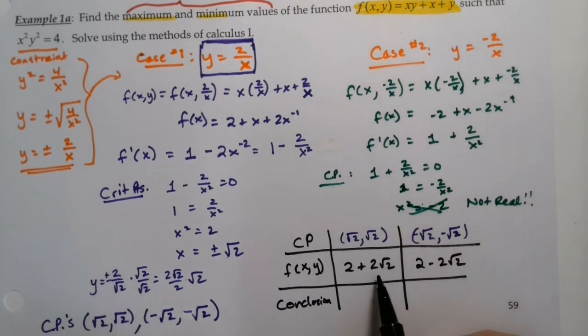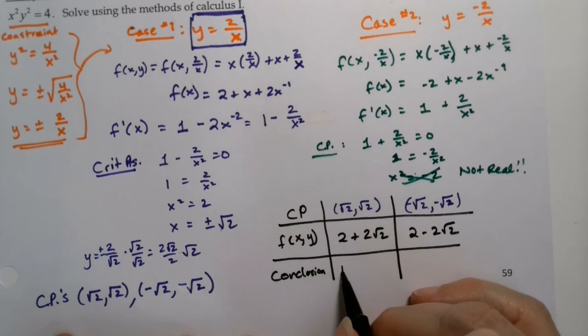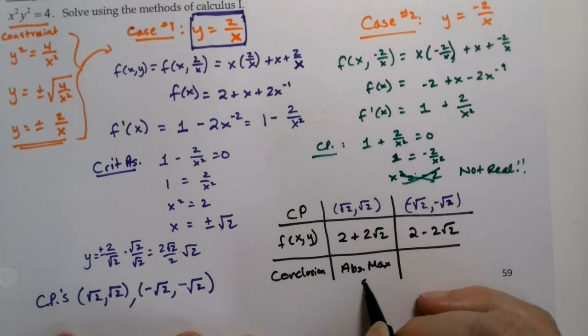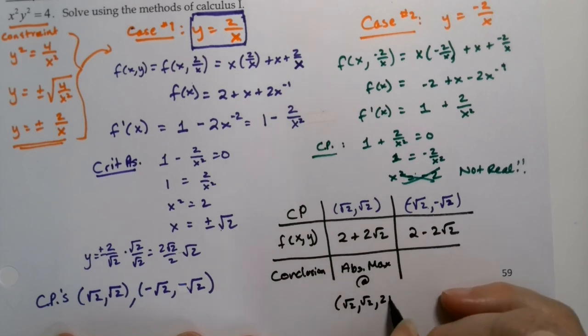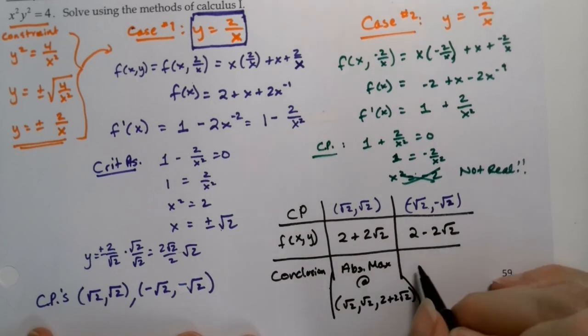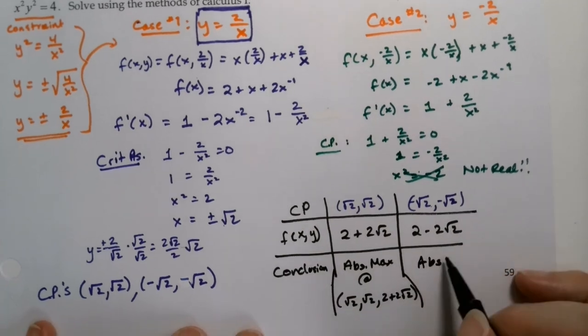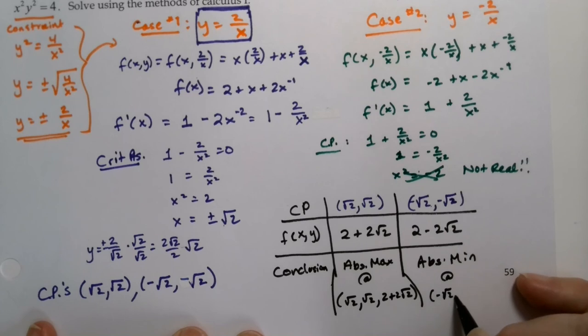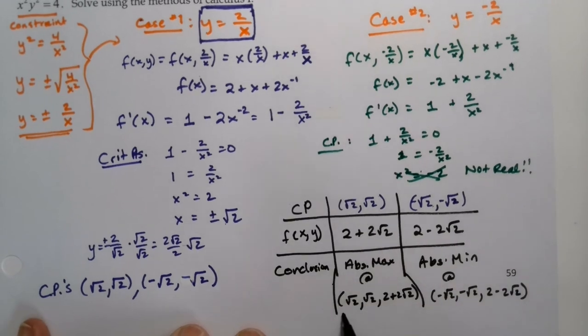Well, this is bigger and this is smaller. So we have an absolute max at square root of 2, square root of 2, 2 plus 2 square root of 2. And then we have an absolute min, sorry, I ran out of space there, absolute min at the point negative square root of 2, negative square root of 2, 2 minus 2 square root of 2. There we go.